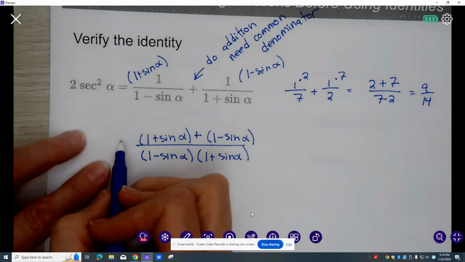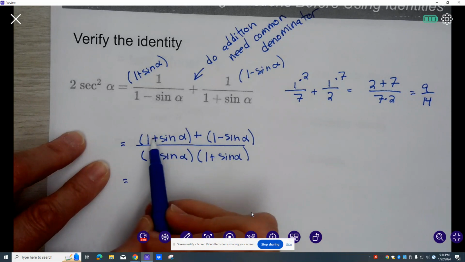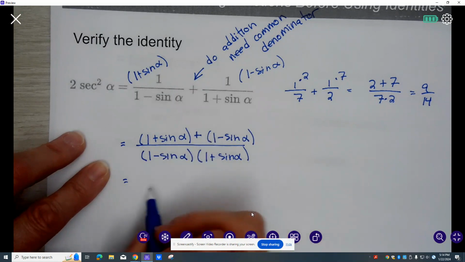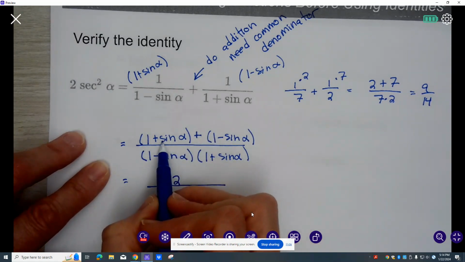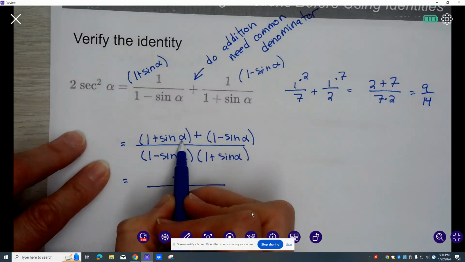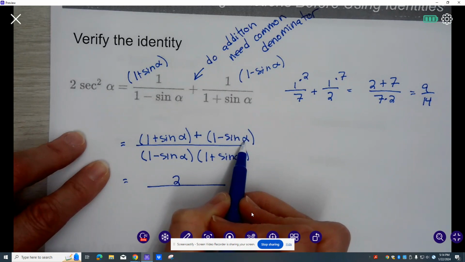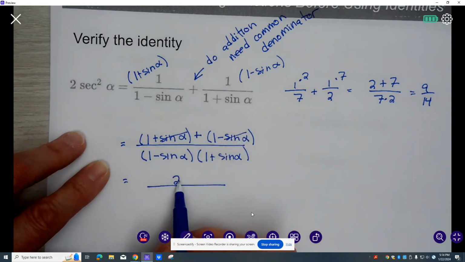Okay, now I can actually do the addition. I want to add or combine like terms up here. So it looks like I have a 1 and a 1. So 1 plus 1 is 2. And then I have positive sine squared of x and negative sine squared of x. So if I combine like terms, those add to 0. So I'm just left with a 2 there.